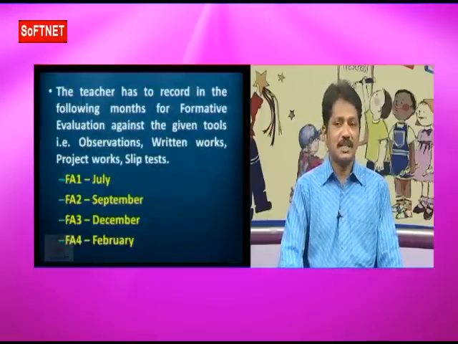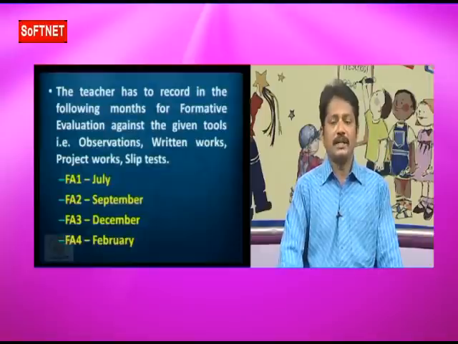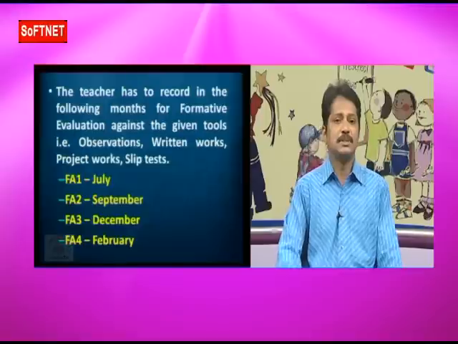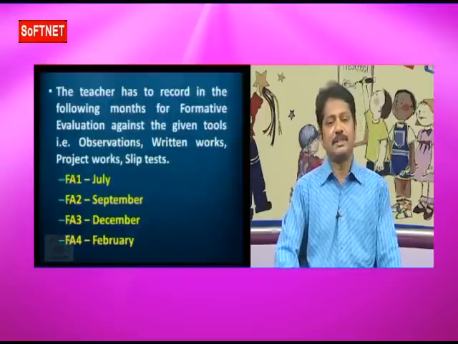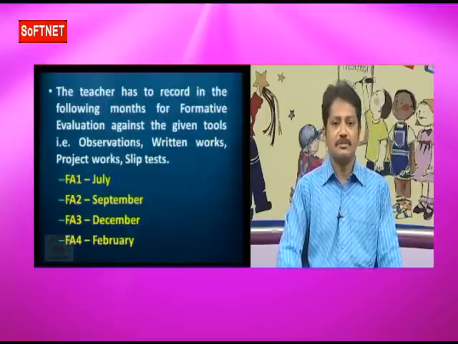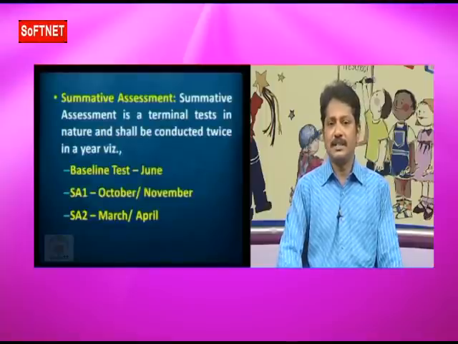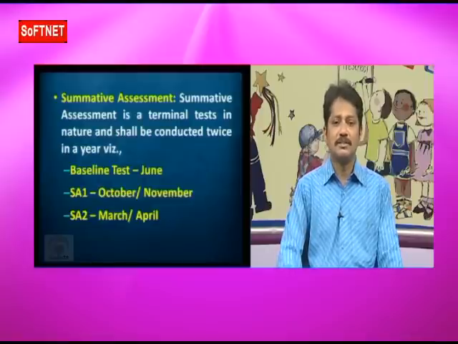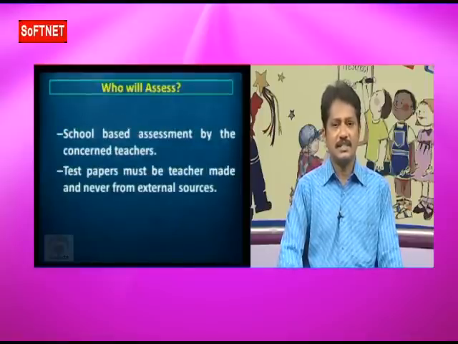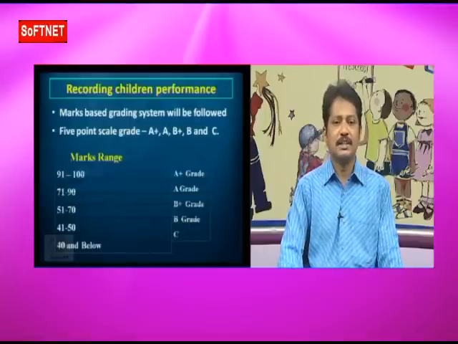This is once again formative 1 in the months of June and July, of course July, and that is the last one. Formative 2 is August and September, we can conduct it up to September. Formative 3 is in the month of December, meaning November and December. Formative 4 will be January and February, and a baseline test will be conducted in June. Summative 1 is in the month of October, and summative 2 in the month of March only.